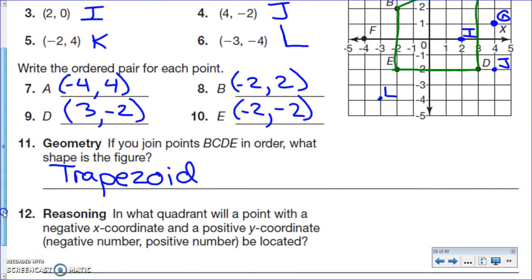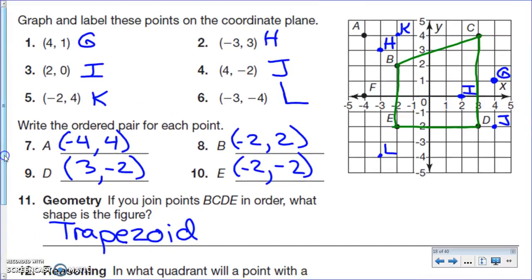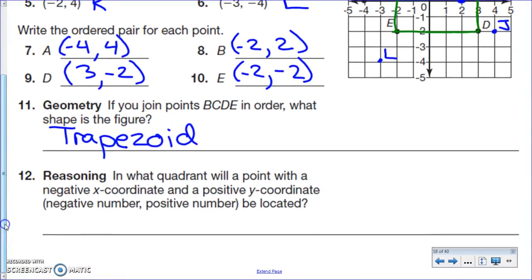Reasoning. In what quadrant will a point with a negative x coordinate and a positive y coordinate be located? So if we look at our coordinate plane up here, we need a negative x coordinate, so we know we're going to be on the left side of it. And then we need a positive y coordinate, which puts us up in the top left square. And if we look at our coordinate plane up at the top where we have all the quadrants labeled, we know that is quadrant 2. And remember, quadrants are always numbered using Roman numerals. Please make sure you have all of the work copied down and glue this page in your math notebook.